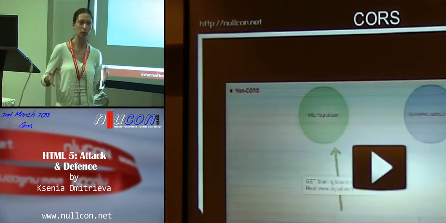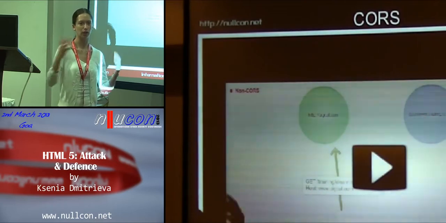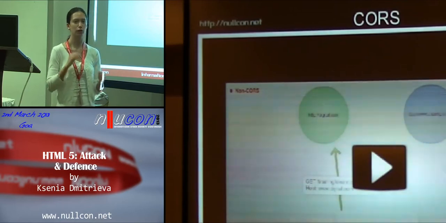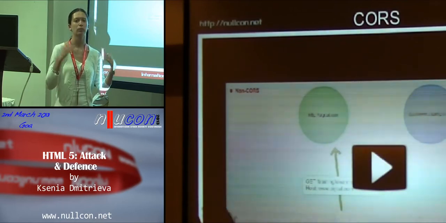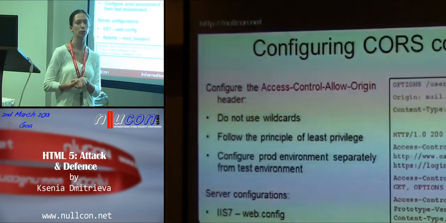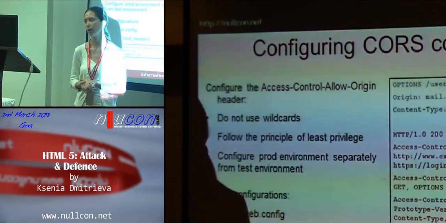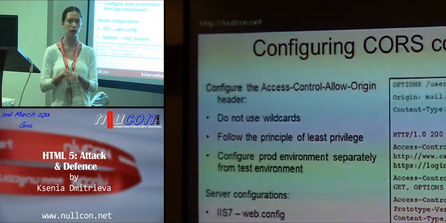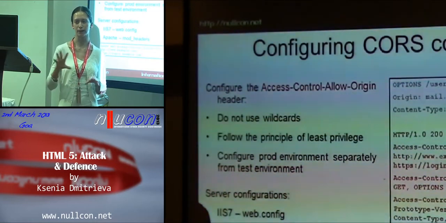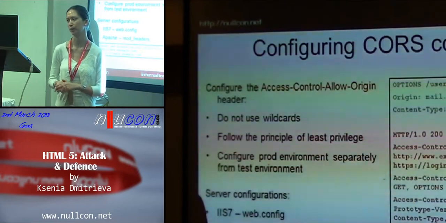So that's the problem with CORS. It's a great technology. It gives you the ability to send requests across domains, but if you don't configure it properly, stuff can happen. So what do we do to protect it? First thing is that you need to configure the Access-Control-Allow-Origin properly. You need to set the list of domains that can access your data if they're loaded from a web browser from a different domain, right?